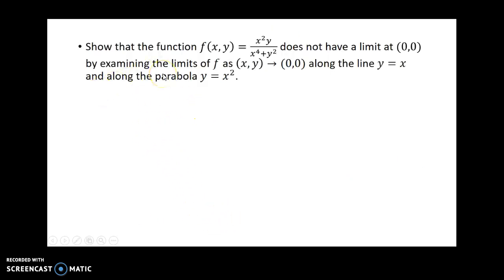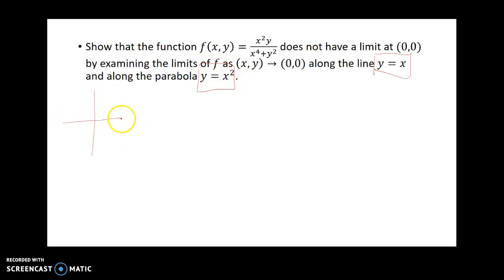So let's consider this ugly looking function, f of x, y equals x squared y over x to the fourth plus y squared. This does not have a limit at 0, 0. By examining the limits of f as x, y approaches 0, 0 along the line y equals x and along the parabola y equals x squared. So here we're told that we're going to approach 0, 0 along these two functions. Well, what does that mean?